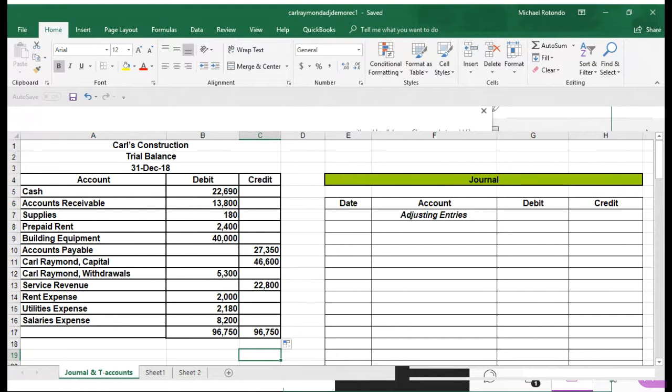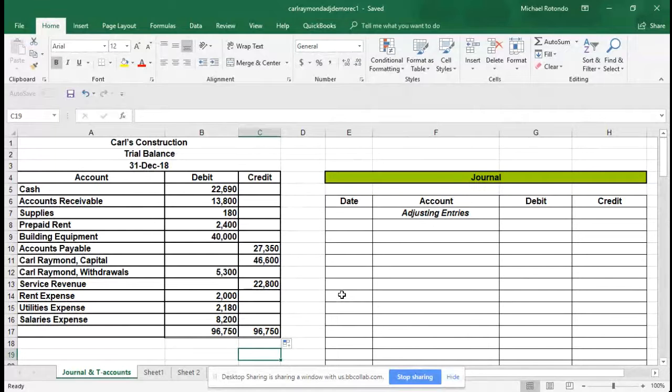Okay, so today we're going to look at journalizing adjusting entries. You should watch the PowerPoint lecture prior to doing this because it explains some of the concepts of adjusting entries. So we look at Carl's Construction and we look at the trial balance as of December 31st, 2018.